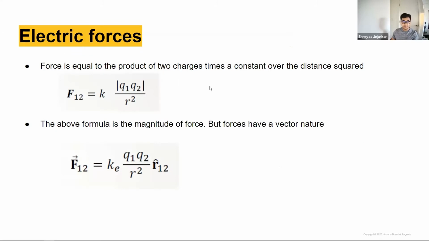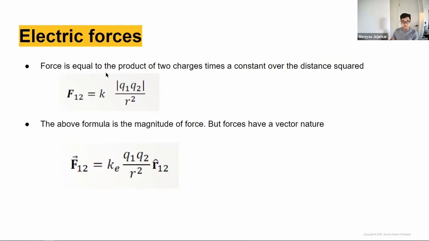So let's go over electric forces real quick. Force is equal to the product of two charges times a constant over the distance squared. So the force between particle 1 and particle 2 will be equal to k multiplied by q1 multiplied by q2, and the whole thing is divided by r squared. So q1 and q2 are our two charges, k is our constant, and r is the distance between the two charges.